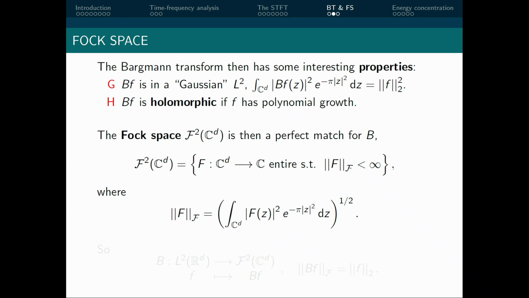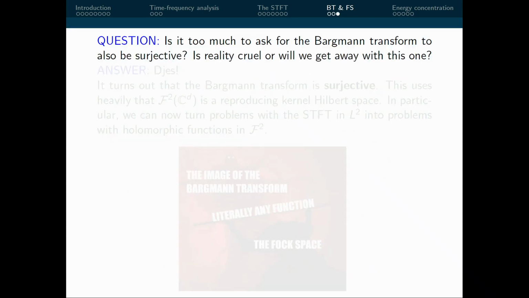Okay. So now it's a perfect match for the Bargmann transform, the Fock space, right? Because you land precisely in this space, and this space is actually a Hilbert space with a reproducing kernel, which is really useful for the structure of the thing. And it's an isometry. So the Bargmann transform will land here, and what you would ask for really hard right now is for it to be surjective. Because if it was surjective, then doing things with the short-time Fourier transform would be the same as doing things with the Bargmann transform.